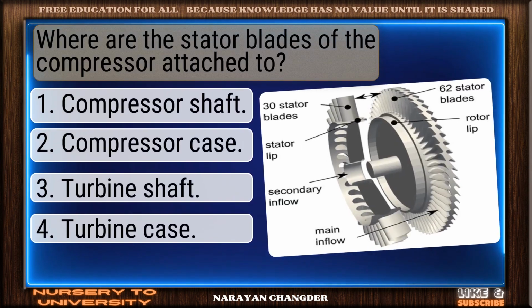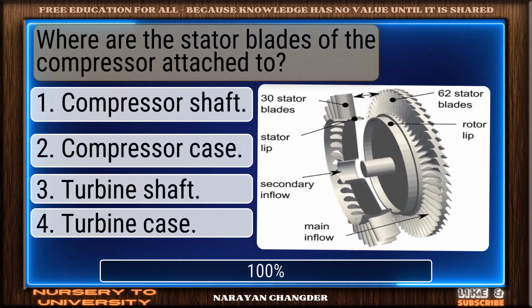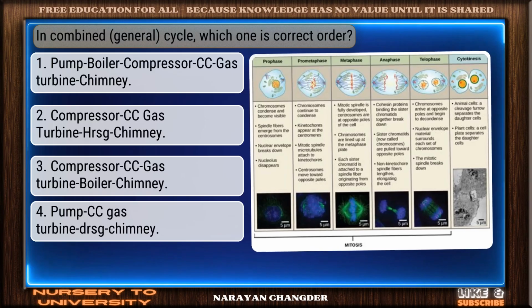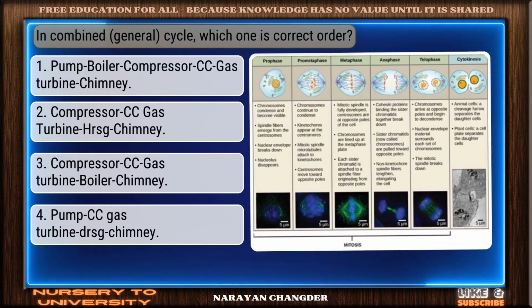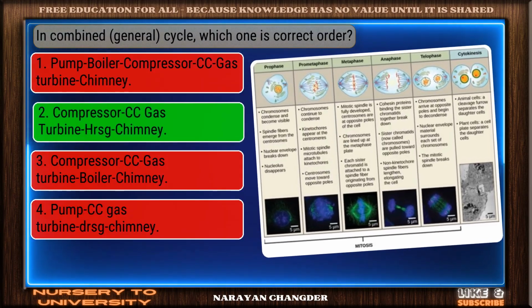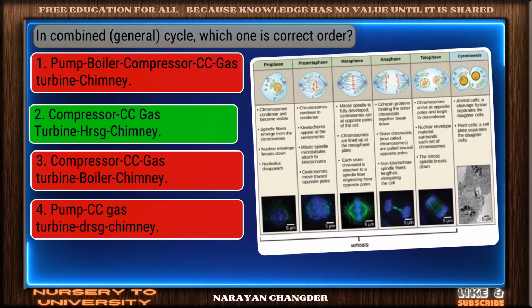Where are the stator blades of the compressor attached to? Excellent choice. Compressor case is the right answer. In combined cycle, which one is correct order? Good job. Your answer, compressor, CC, gas turbine, chimney, works well here.